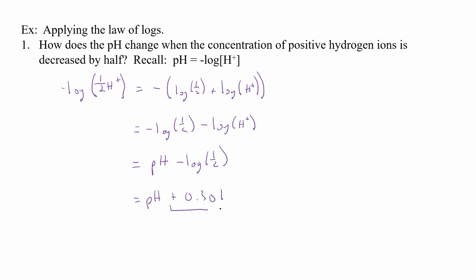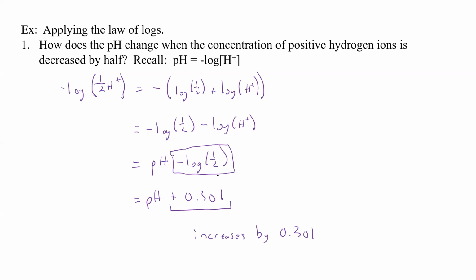Well, it increases it by 0.301. Okay, and remember we took that whole thing, we took minus the log of that, and so that's why it's plus. If you had just taken the log of 1/2, that would have given you a negative 0.301, and then a negative of a negative is the positive.